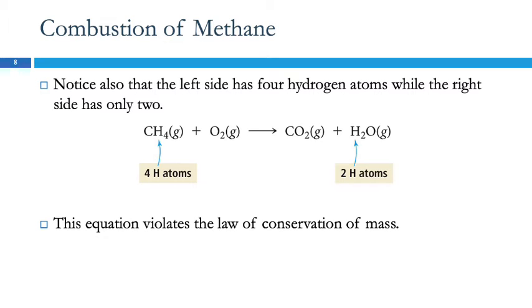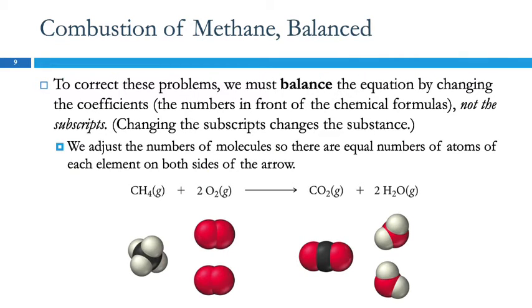There's also a problem with the hydrogens. On the left side, the starting side, we have 4 hydrogen atoms, and on the right side, we only have 2 hydrogen atoms. So we could get creative and say maybe the 2 hydrogen atoms that disappeared changed into 1 oxygen atom, and that would solve the whole problem. But in a chemical reaction, elements can't change into other elements. They stay the same. So we need to adjust our equation so that it describes reality. This is called balancing the equation.